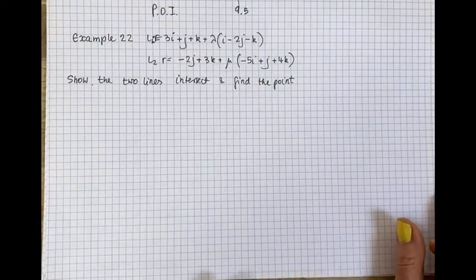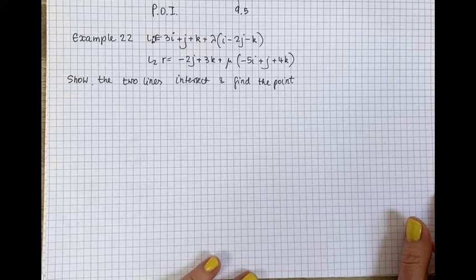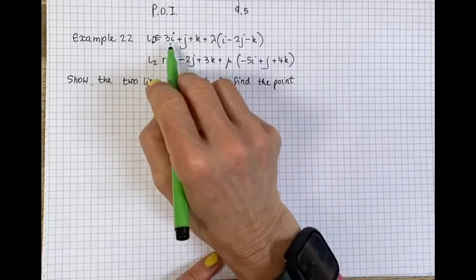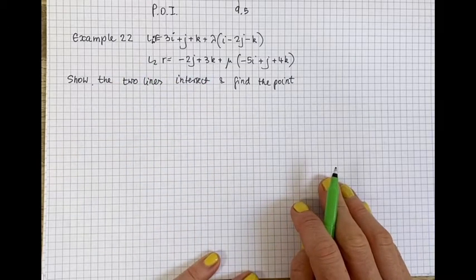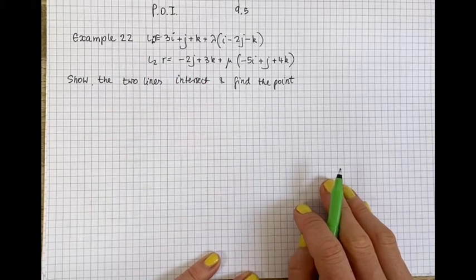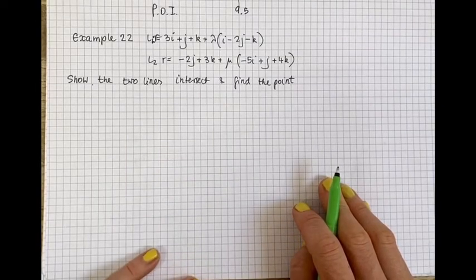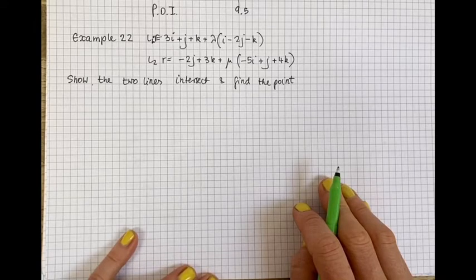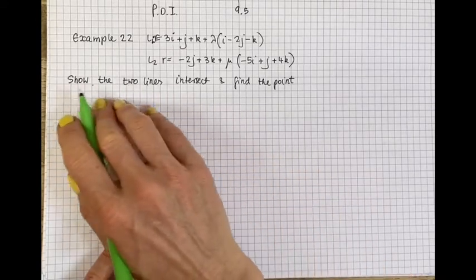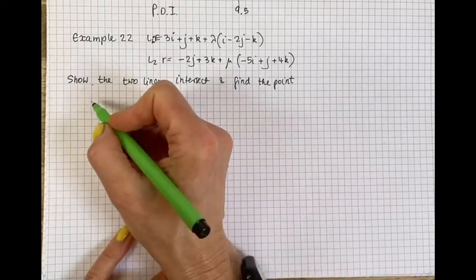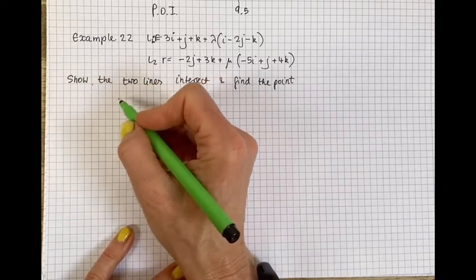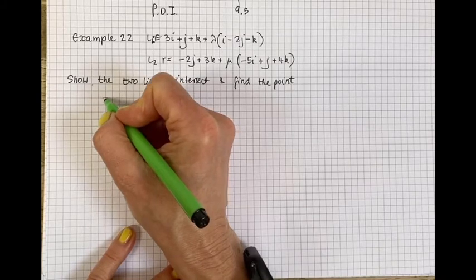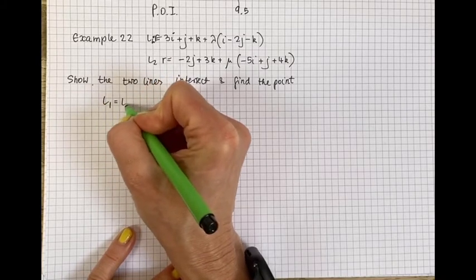But in example 22, we are told that these two lines do intersect, and we need to first of all show that they intersect. If the question asks you to show that the two lines intersect, you need to be really careful and make sure you are thorough. In order to find the point of intersection, but first of all to show that they intersect, we're going to make L1 equal to L2.